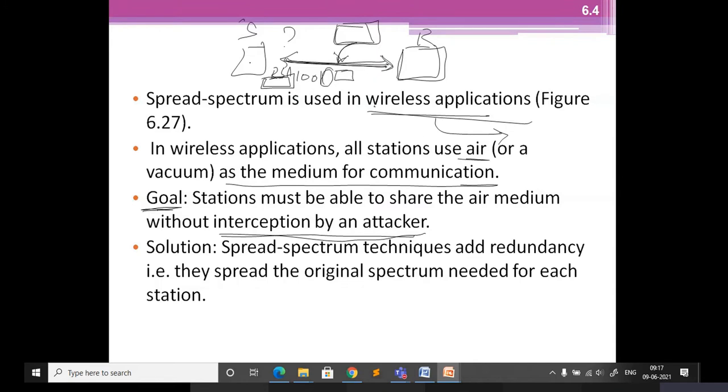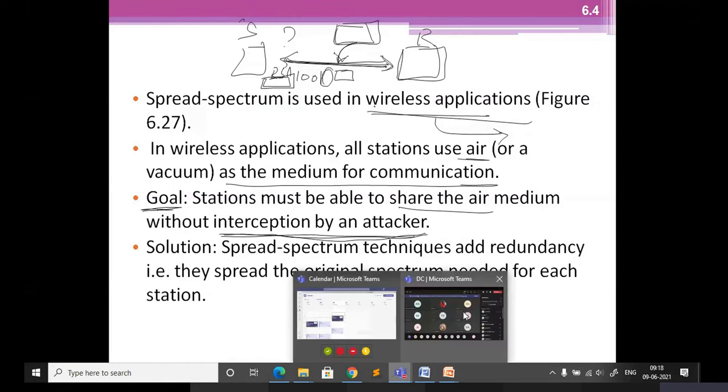Even with whatever complex algorithm you use, the hackers are very intelligent at decoding it, and they will be observing. Network security is a very interesting subject. When you get time you can go through it, or maybe you will learn it in a higher semester. The main goal is that, because we are sharing air as the media, interception by attackers should be taken care of.